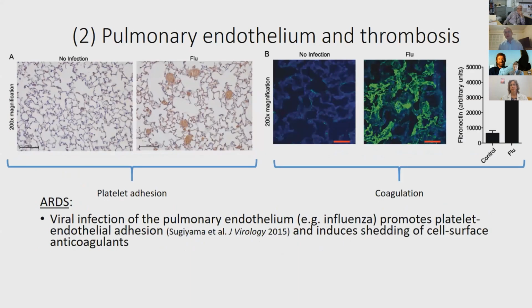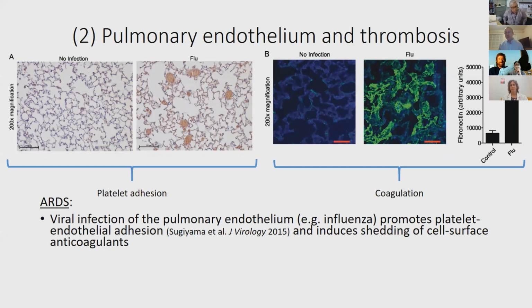Now, during lung injury, the endothelial cell is damaged, and in models of infectious lung injury, like influenza, there's a group at the University of Toronto, Warren Lee's group, who's shown that you can actually get direct endothelial infection, and this drives thrombosis. It leads to platelet aggregation and clotting of microvessels.